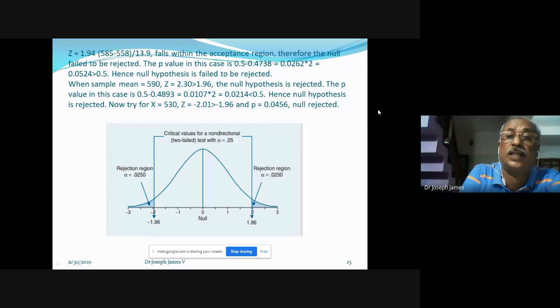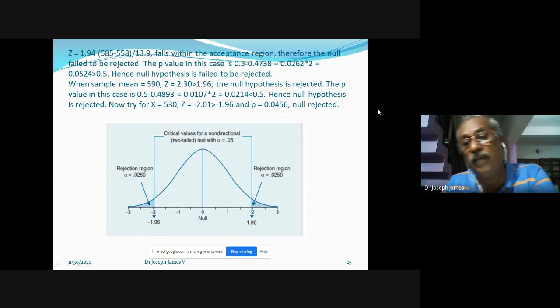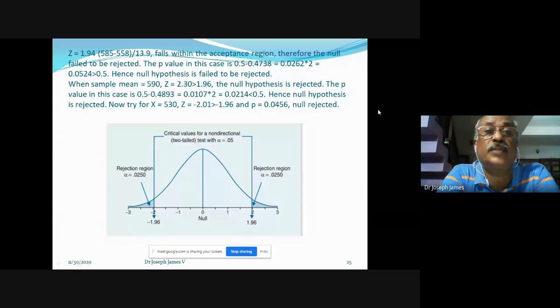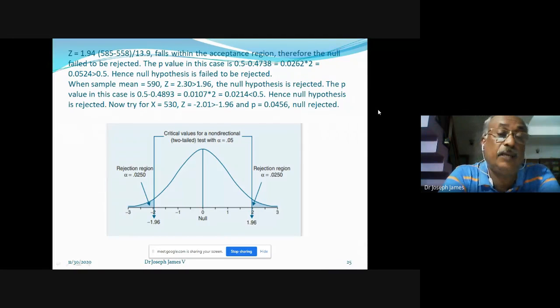1.96 താഴെയാണ് നമുക്ക് കിട്ടുന്ന ടെസ്റ്റ് സ്റ്റാറ്റിസ്റ്റിക് എങ്കിൽ we will not reject or we retain the null hypothesis. 1.96ന് മുകളിൽ ഒരു വാല്യൂ ആണ് ടെസ്റ്റ് സ്റ്റാറ്റിസ്റ്റിക് ആയിട്ട് കിട്ടുന്നതെങ്കിൽ we will reject the null hypothesis. അപ്പൊ എഴുതി നോക്കിയാൽ അറിയാം, നമ്മുടെ എക്സാമ്പിളിൽ 585 ആണ് നമ്മുടെ സാമ്പിൾ മീൻ. Z is equal to x bar minus mu divided by standard error of estimate ആണ്. Standard error of estimate is the standard deviation of sampling distribution of mean.